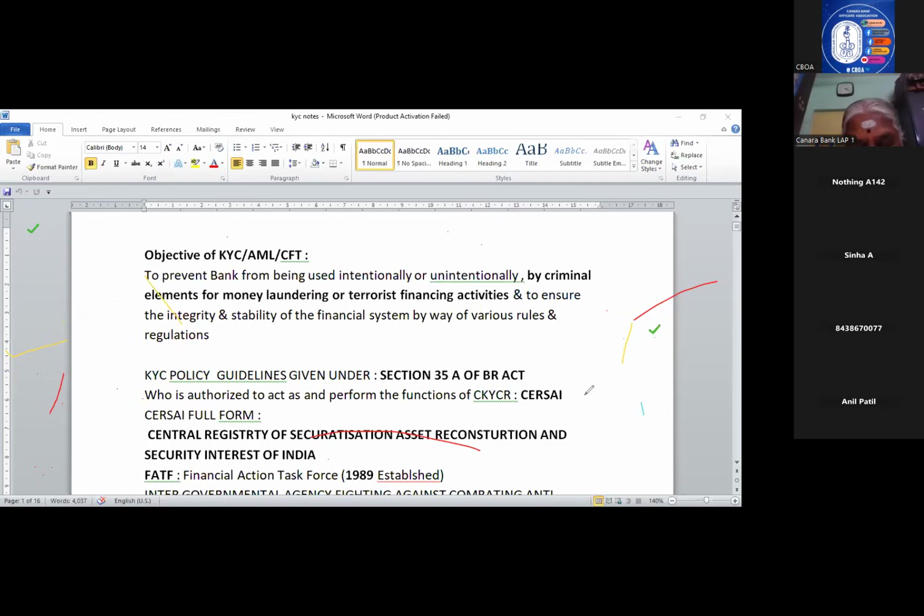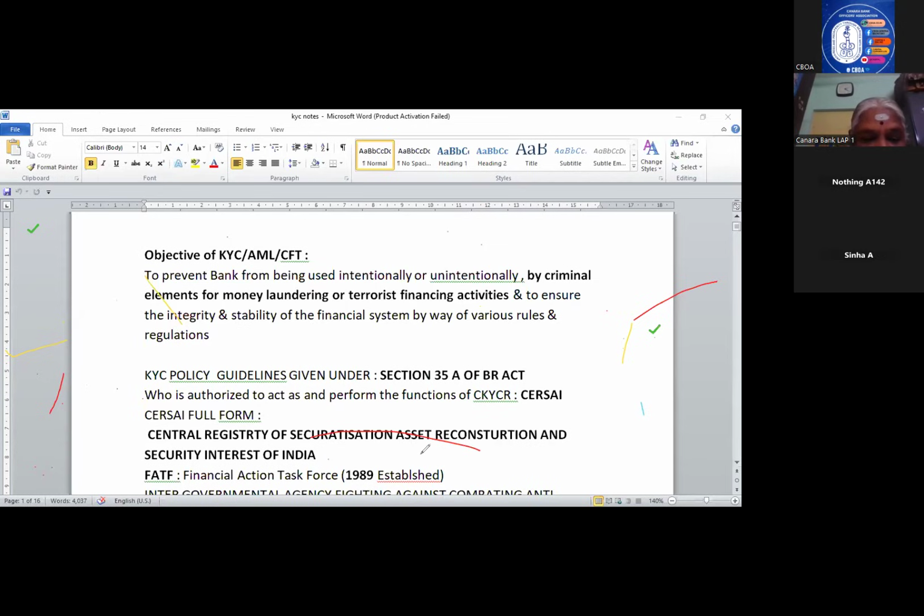Sir, in the exam, they always ask about the expansion of the short forms. So please note down that wherever it comes, I'll be giving the full form of the abbreviation. Now, CERSAI means Central Registry of Securitization, Asset Reconstruction, and Security Interest of India. They receive all the KYC documents, store them, give an ID for them, and whenever we want, we can retrieve the data from them.